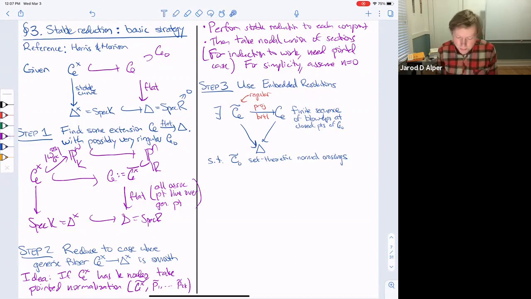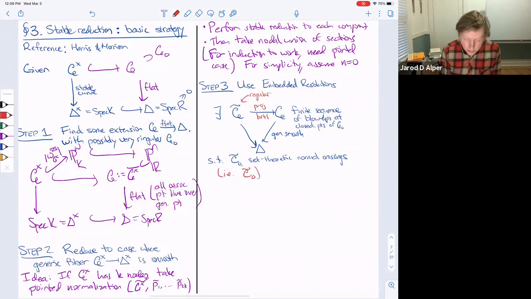And what it gives us is, so here's our original family, smooth generic fiber. So this is generically smooth. And then by taking a finite sequence of blowups of the central fiber, you get a regular model. So C tilde is regular. This map is projective and birational. And importantly, the pre-image of the central fiber has set theoretic normal crossings. What this means is if I take the reduced central fiber, it's nodal.